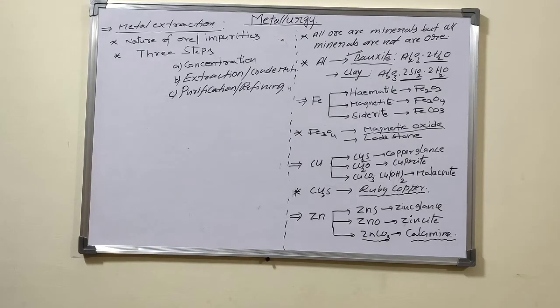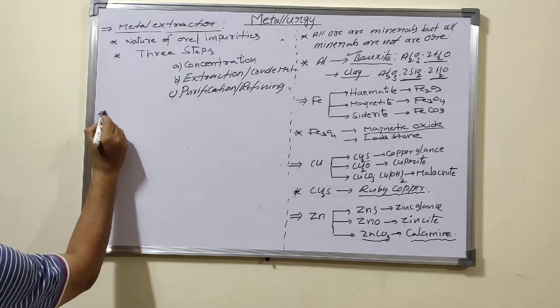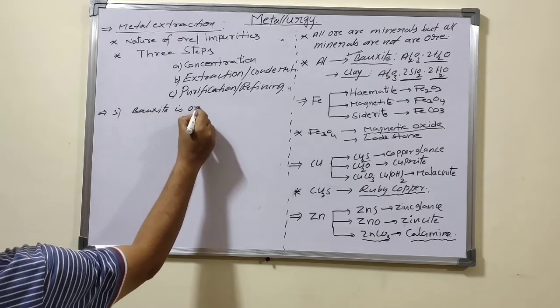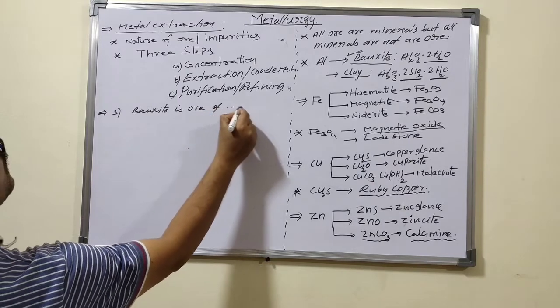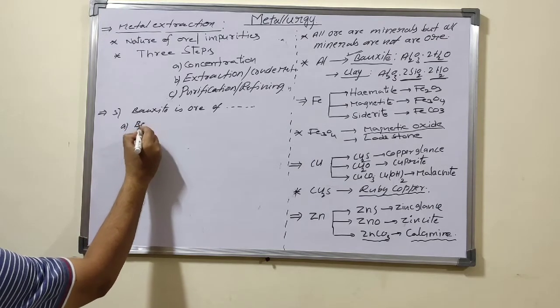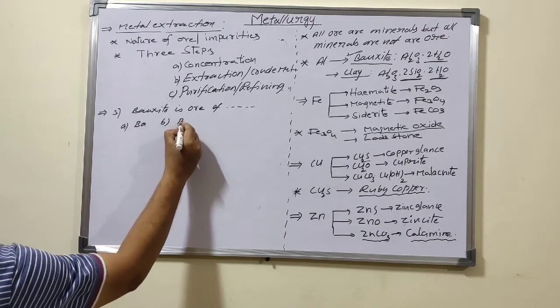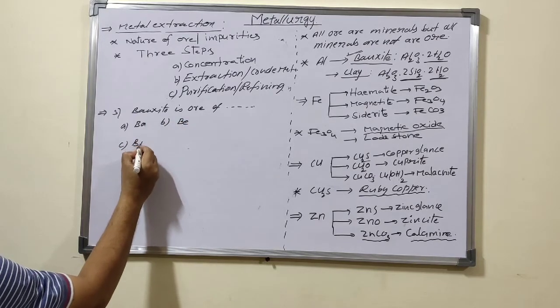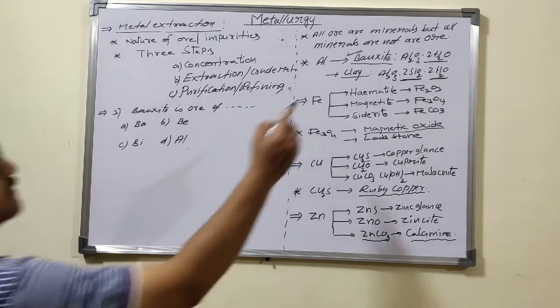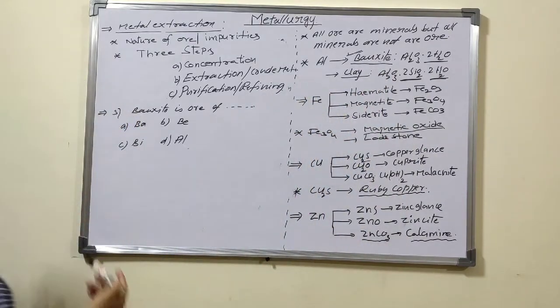Bauxite is an ore of what? The options are barium, beryllium, bismuth, aluminum. Previously we learned that bauxite is an ore of aluminum. So our answer is aluminum.